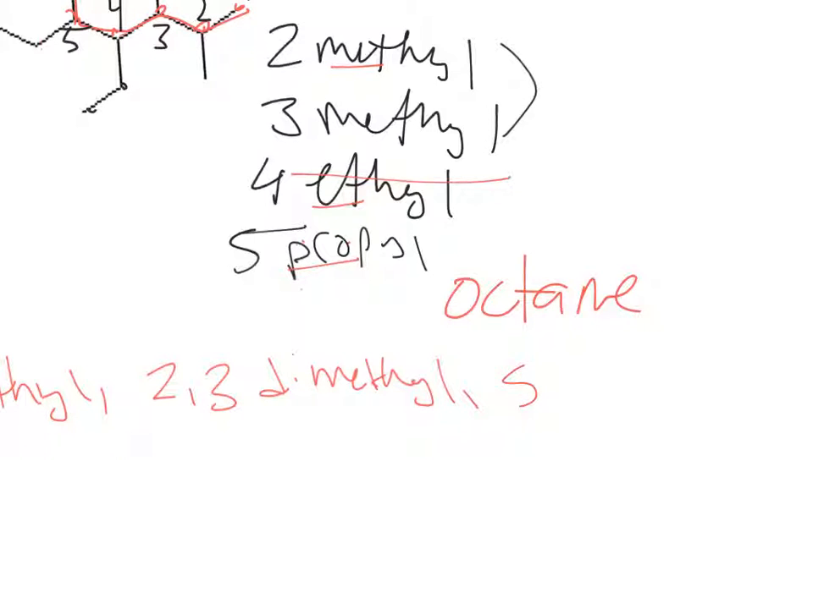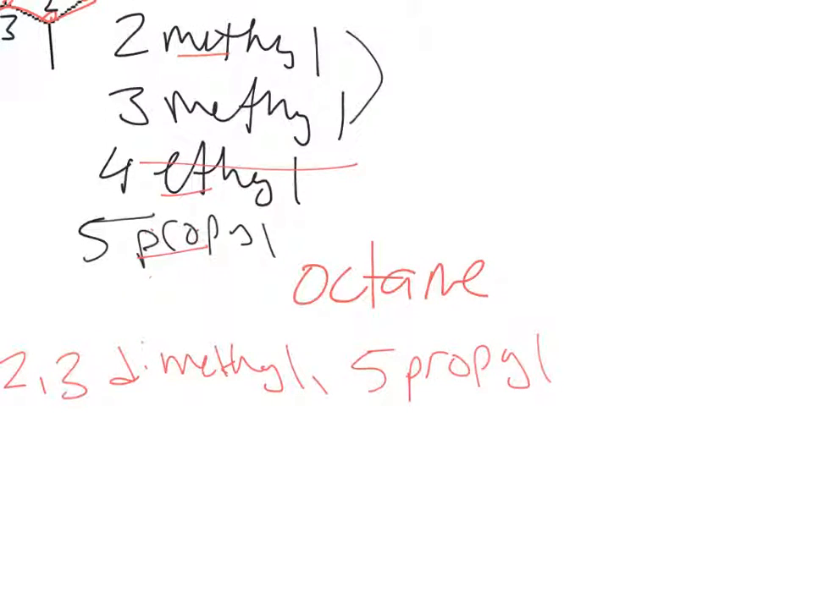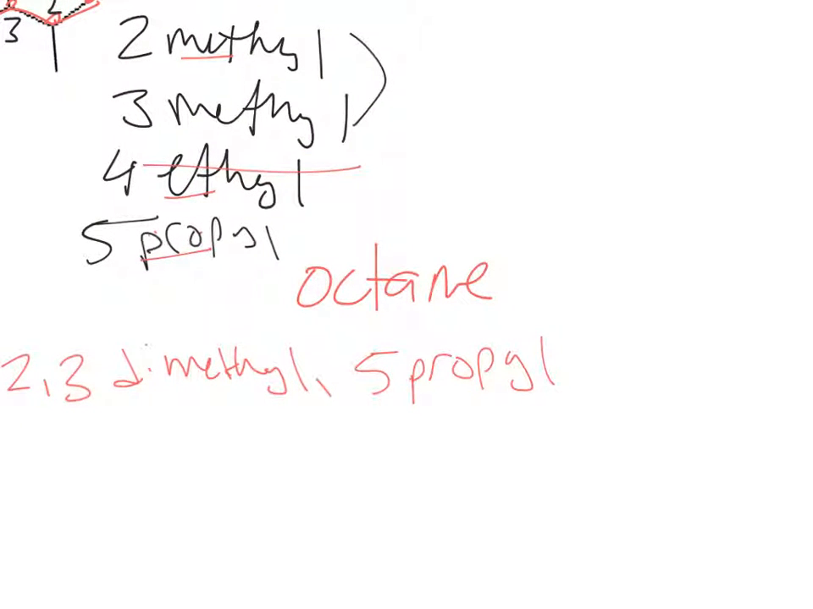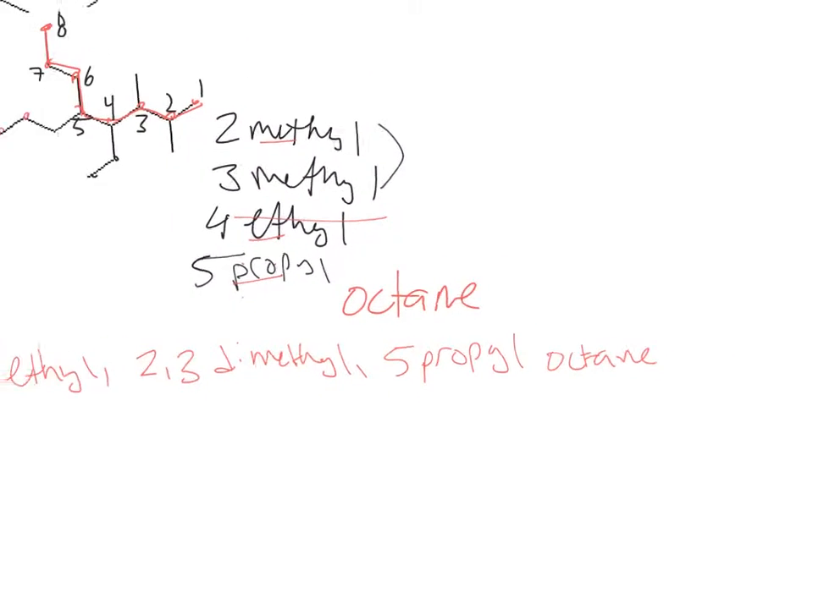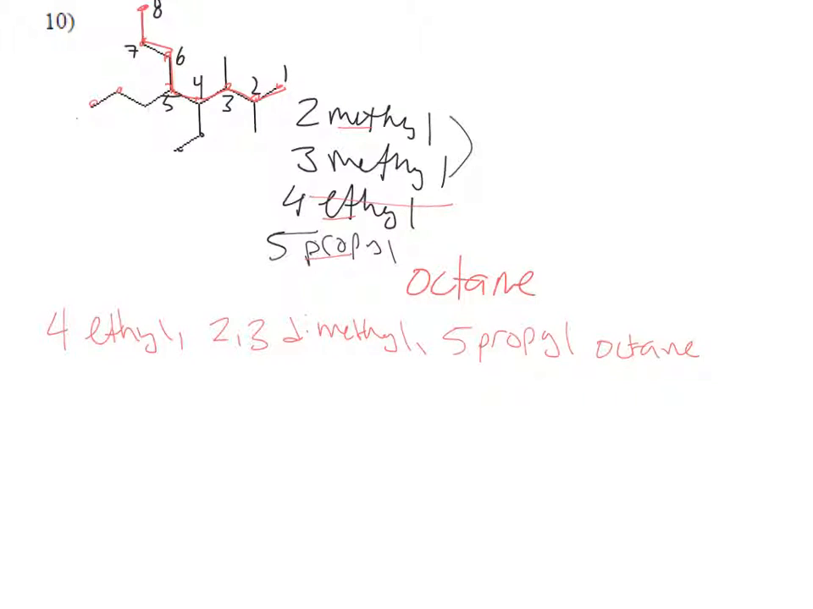So 5-propyl. But that's not it. We have to name our chain. So finally, octane. Oops. So let me zoom out and we'll see the entire name. The proper name for this molecule is 4-ethyl-2,3-dimethyl-5-propyl octane.